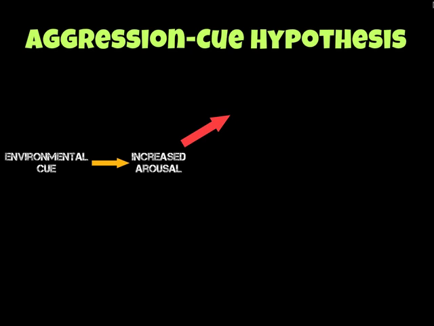How does this cause aggression then? Well, because you've got this increased arousal level, it then puts you on a fine tilt, or what we call an edge. And to tip you over that edge to make you become aggressive, the aggression cue hypothesis states that you need some sort of trigger or an aggressive cue for you to want to become aggressive.